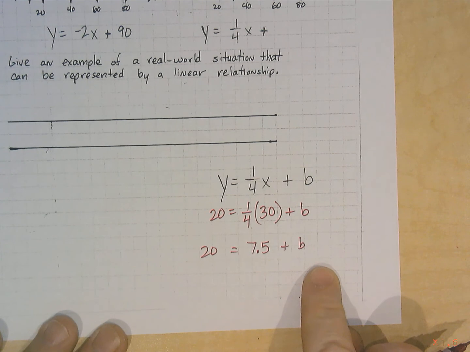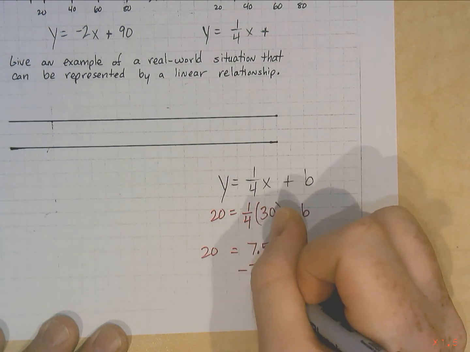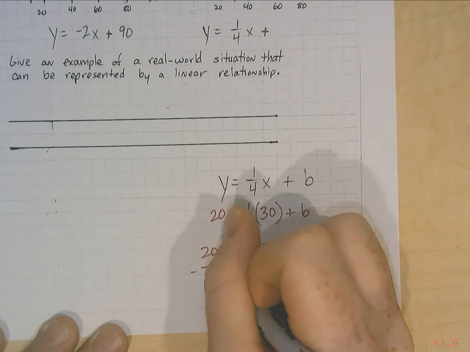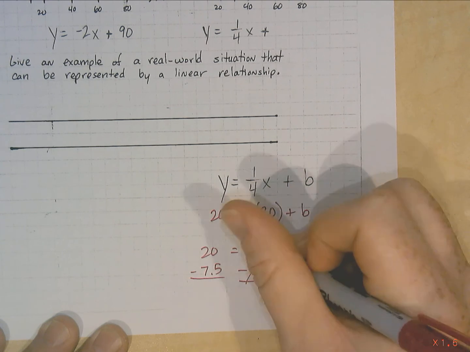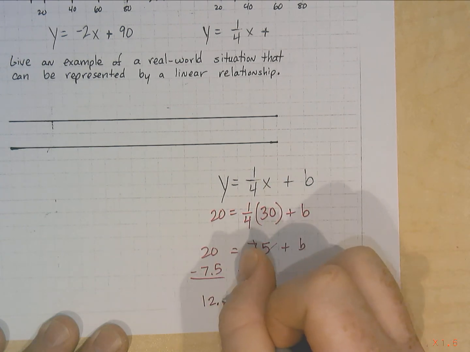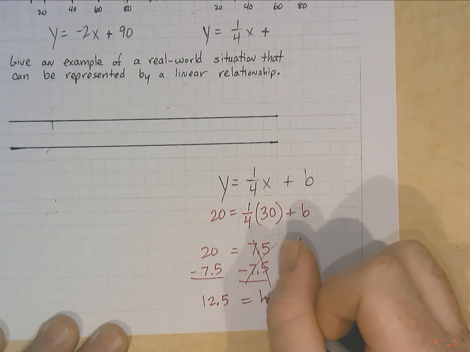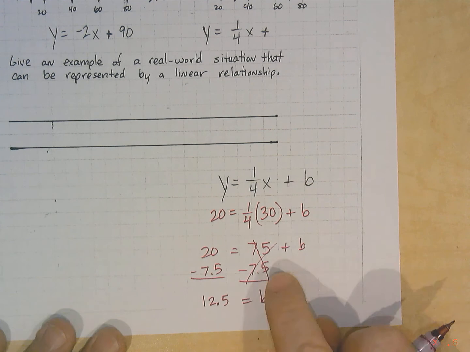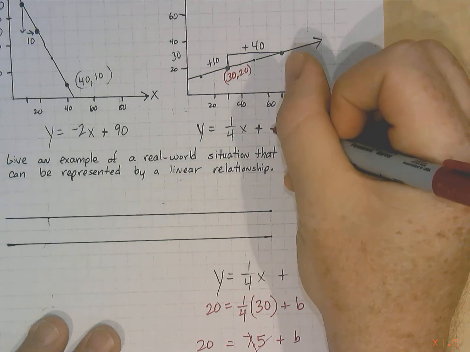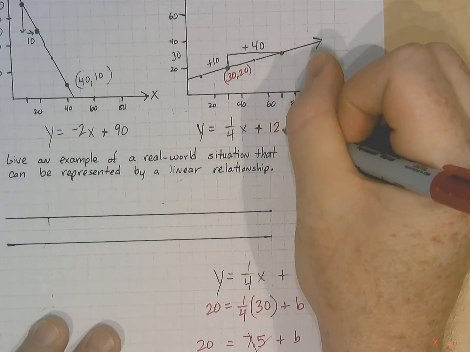Now we solve it like a one-step equation. We subtract 7.5 from both sides. This cancels out. We get 12.5. We get B over here. Our y-intercept is 12.5. So it's close. It was a little bit above the 10. So it's 12.5, and that's it.